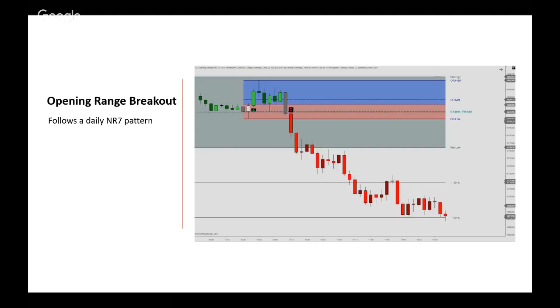This is a 5-minute chart, and we're using a 15-minute opening range. This is the opening range here. The red here is a feature of the multi-time frame opening range. So it's the first minute following the open. And for this situation, a short position is entered at the breakout below the opening range low.